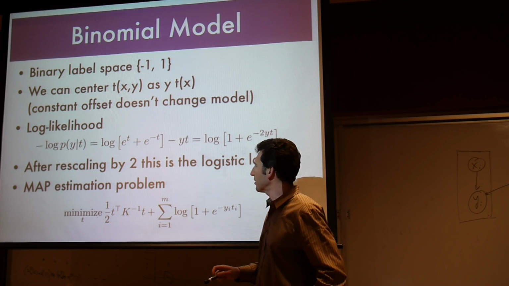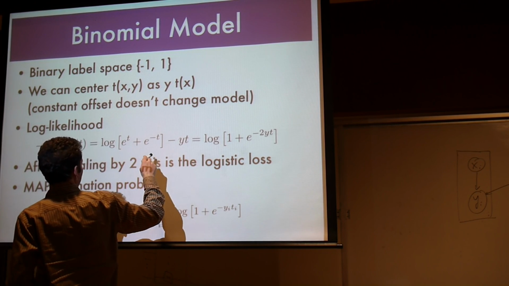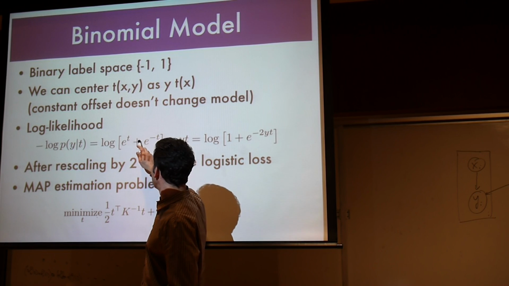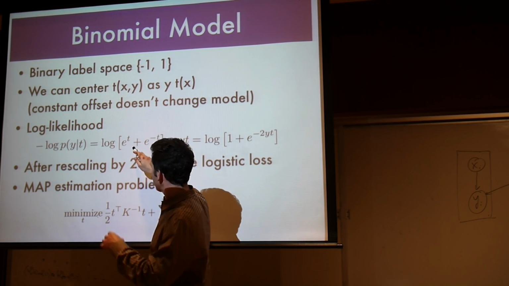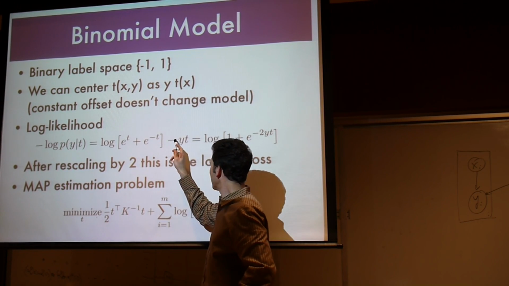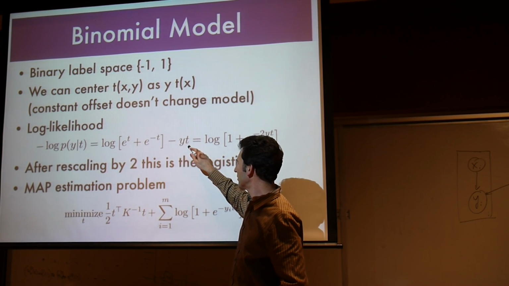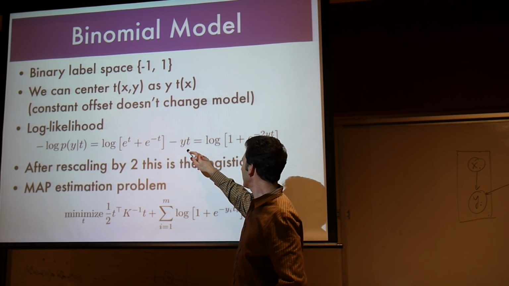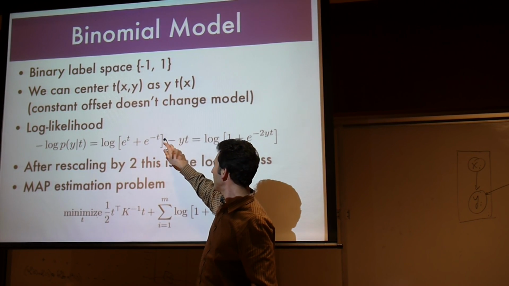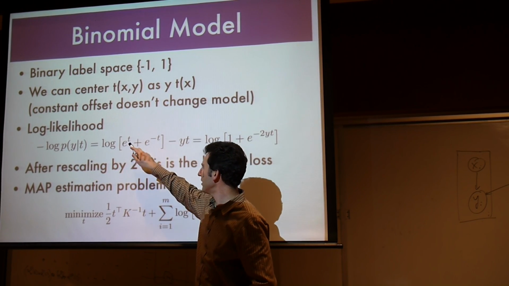Now, the log likelihood, so log P of y given t, is just log of, this is our normalization, e to the t plus e to the minus t, because we basically plug in plus 1 and minus 1 in here, minus y times t. That's our sufficient statistic term. And then all I do is divide by e to the minus y times t, I multiply by e to the minus y times t, those two terms here.